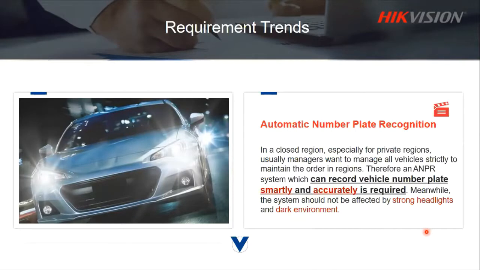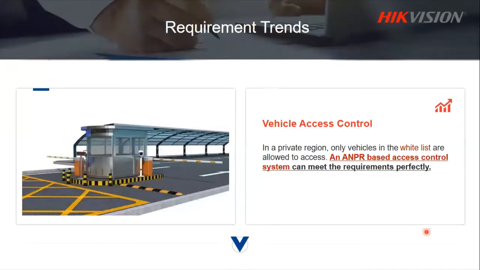But now we face some problems, especially if it's a 24 hour type of system. We monitor at nighttime as well. Things like strong headlights and dark environments might hamper this whole system. So we need to make sure that the equipment can actually work in those scenarios. All right, another one, vehicle access control.